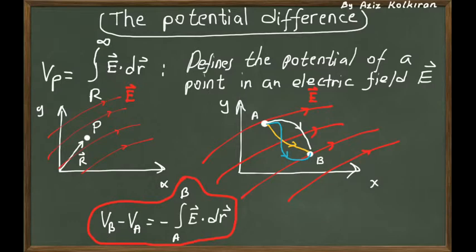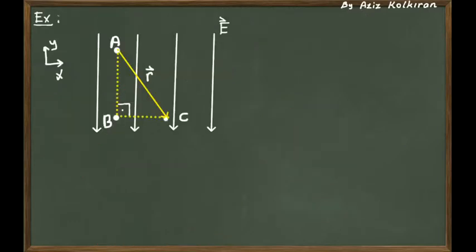But the thing is, the potential difference does not depend on the path you choose. It only depends on the endpoints. You will also see this in an example that I will show now. So this is the definition of potential difference between 2 points, and it's just expressed by this line integral. It is independent of the path.